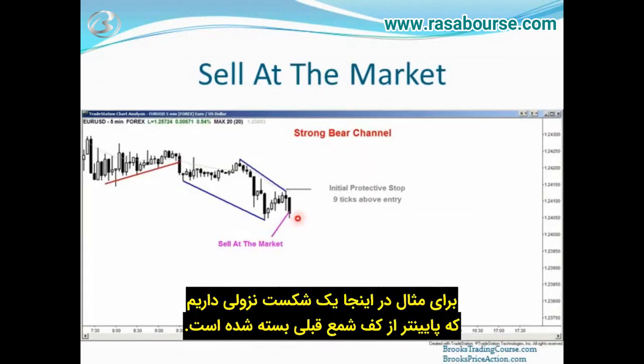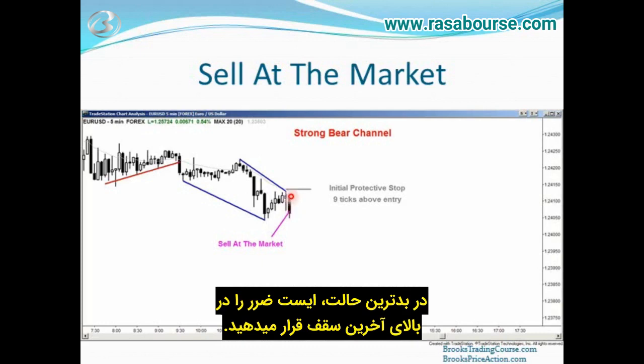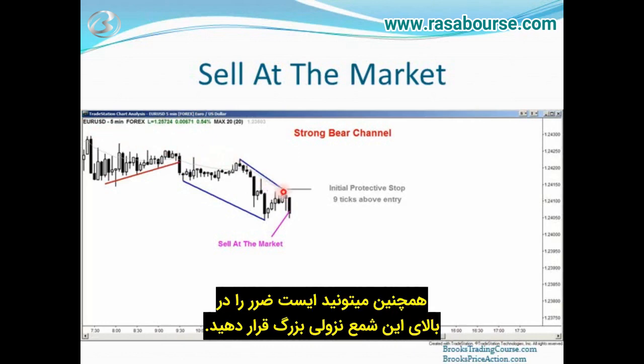So for example here, you got a bear breakout, a close below the low of the prior bar. Just sell at the market. And you can say, well, where do I put my stop? Well, worst case is you put it above the most recent lower high. We're starting to form lower highs, so we're trending down. You could also put it simply above the high of this bear breakout bar.